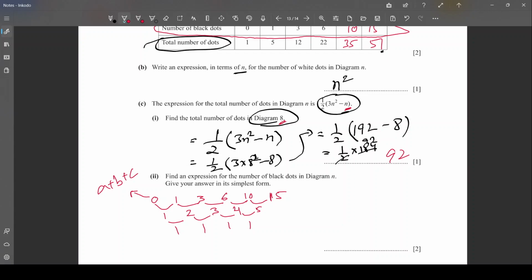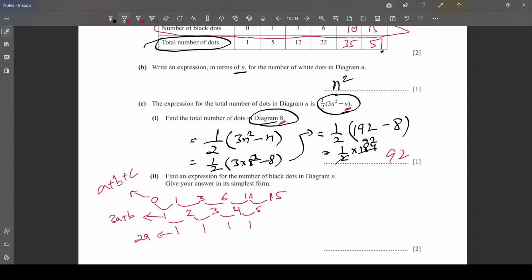Go and check this video. The video is already there. I explained how to find the nth term of a quadratic sequence. If you don't understand here, you can go and check it there. So I have to equate this 0 as a plus b plus c. I have to equate this 1 as 3a plus b, and I have to equate this 1 again as 2a.